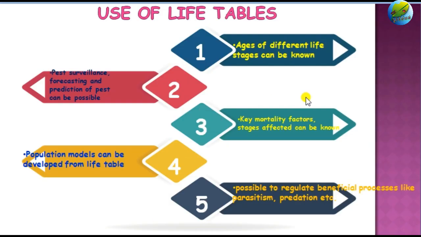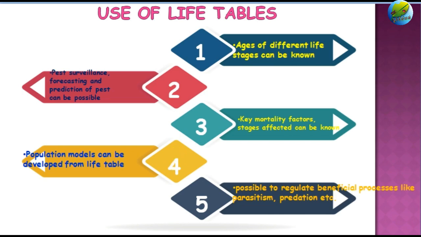By this way the life table is formulated, and we can see its uses. By the use of a life table, we can know the key mortality factor, or what is the main reason the population is dying. We can also pinpoint reasons such as beneficial processes like parasitism and predation, or other factors such as inter- and intra-specific competition, and population models can be developed from the life table. By having a clear-cut life table, we can form pest surveillance and forecasting models to help farmers predict the pest population with the available data.